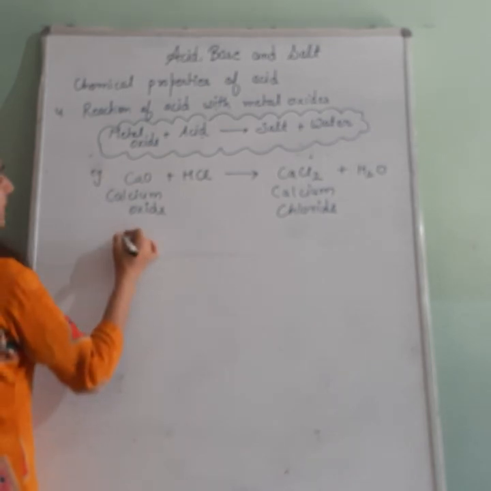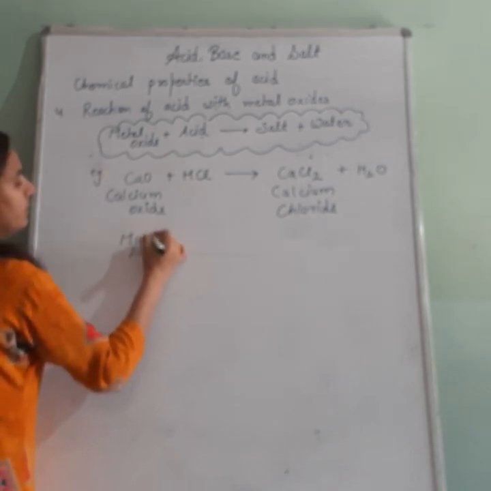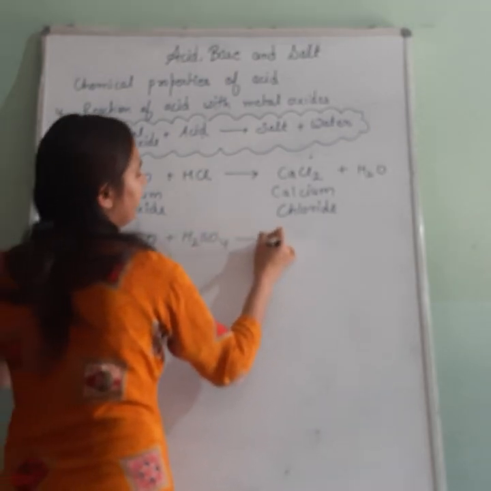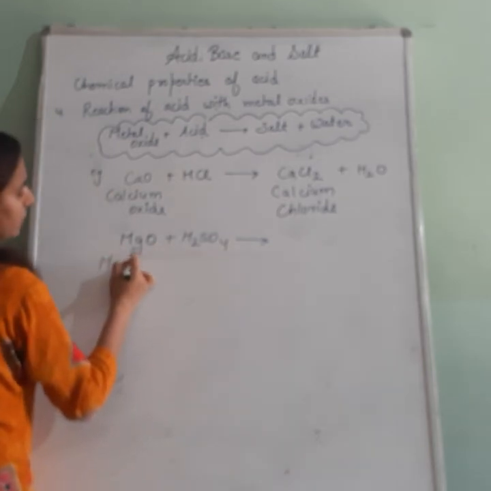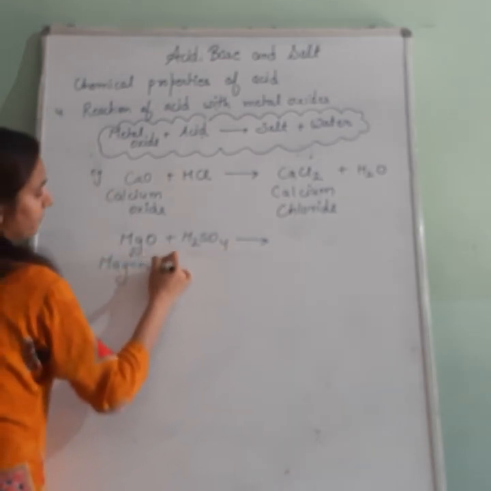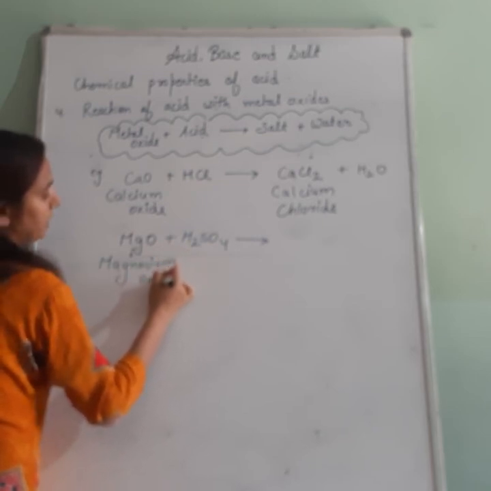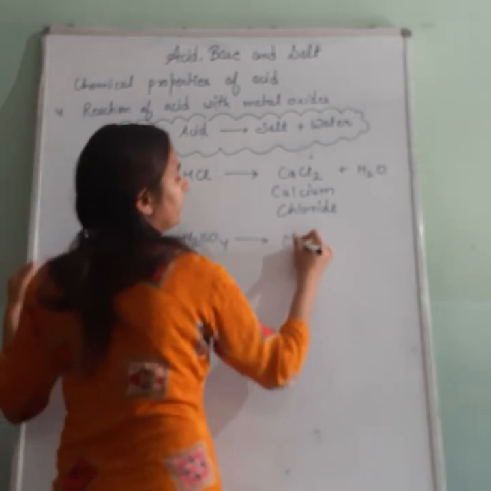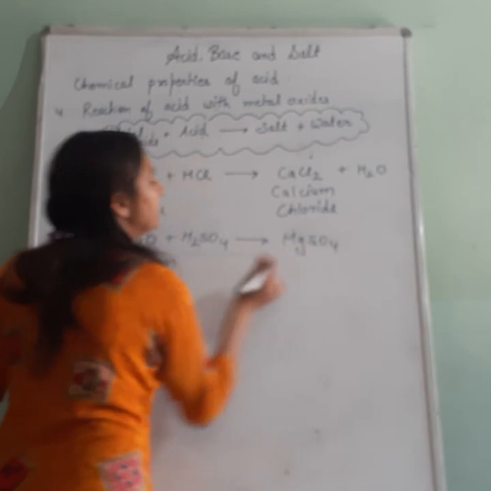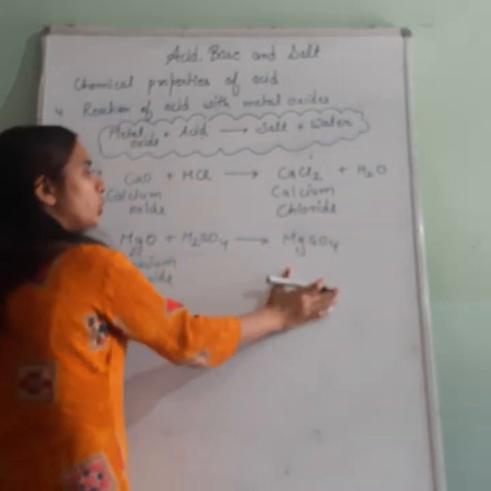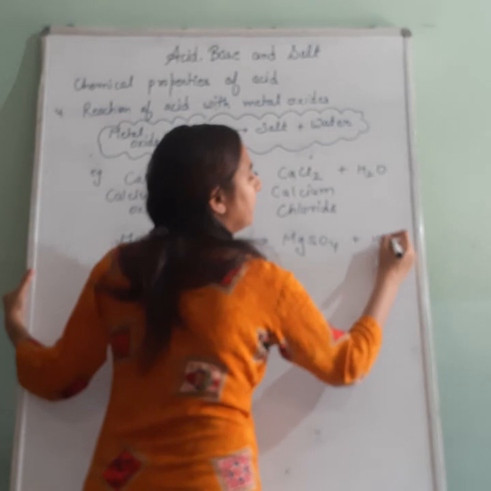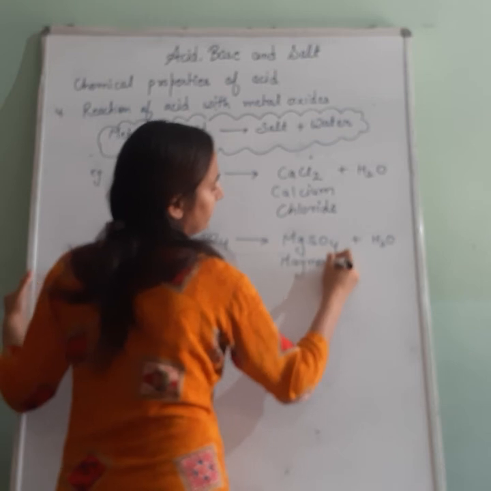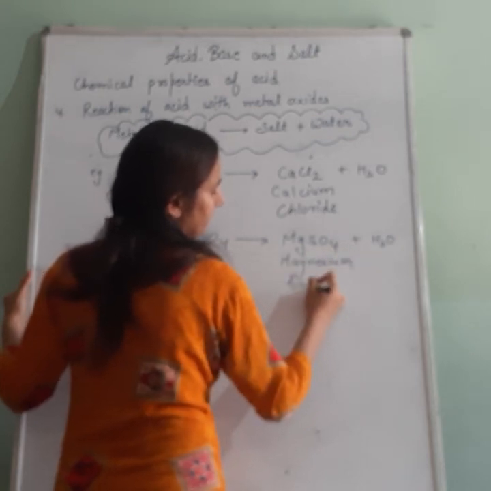Let us take one more example. Magnesium oxide. When it reacts with sulfuric acid, H2SO4, this one is magnesium oxide. When magnesium oxide reacts with H2SO4, this one is formed, and this reaction gives us a salt and water. The name of this salt is magnesium sulfate.